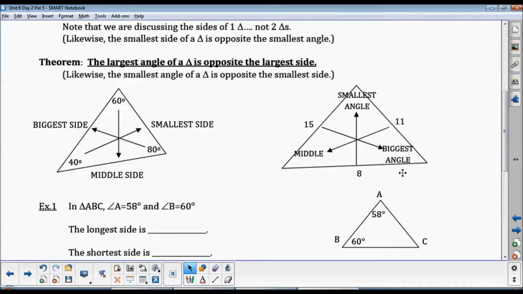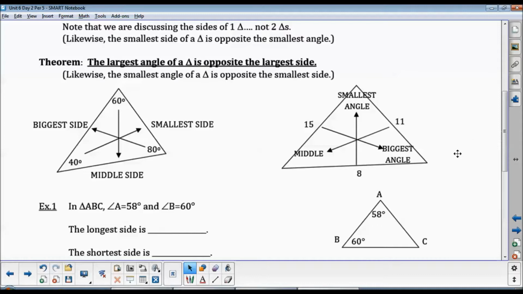The triangle over here on the right-hand side, we know the lengths of the sides. This triangle is not drawn to scale. So our smallest side here is 8. The side that measures 8 is going to be opposite the smallest angle in the triangle. The next side is 11, which is this side over here on the right, so it is going to be opposite the middle angle. And finally, the longest side here is 15, and this side must be opposite the biggest angle. Again, that doesn't mean we can figure out the measures of the angles, but it does mean that we can put them in order.